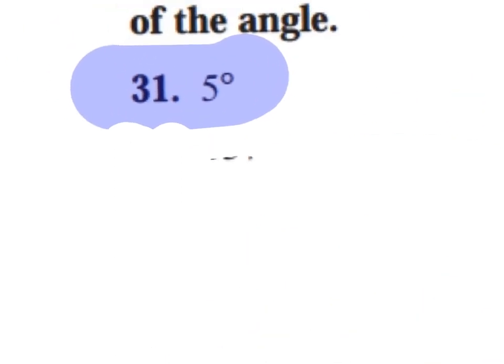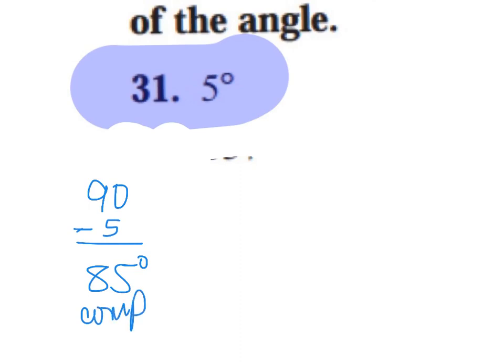So for the complement, you say 90 minus the angle. So 90 minus 5 is 85 degrees, right? That's our complement. And then for our supplement, what's supplement in degrees? Sorry, 180. So 180 minus 5 is 175. That's our supplement.